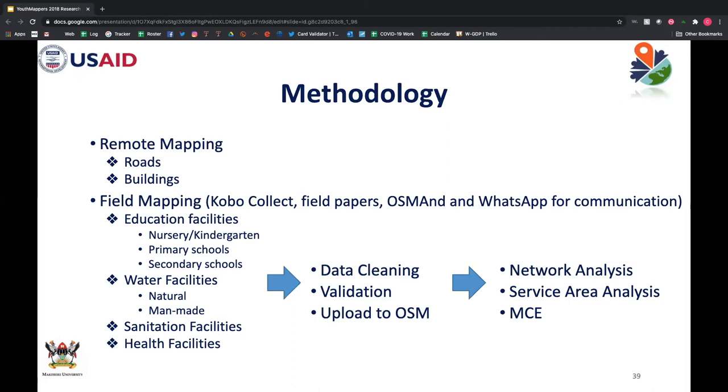The data which was collected included education facilities, water facilities, sanitation facilities, and health facilities. This data was cleaned, validated, and uploaded to OSM. We received very many comments from the OSM community, which we attended to. We made sure that all the data that we uploaded was in line with the OSM tagging system. Then this data was later used for network analysis, user analysis, and multi-criteria evaluation. Next slide, Dara.